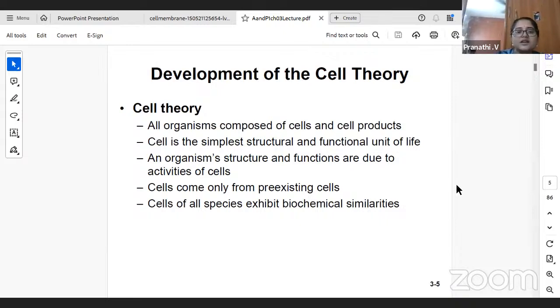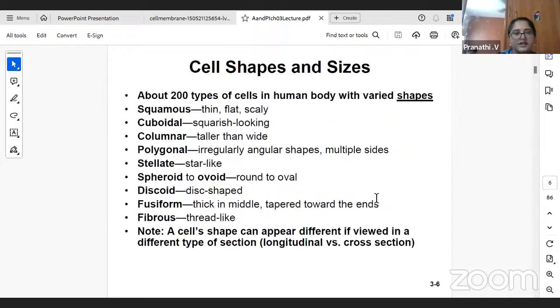And then you can see that the cells in a particular tissue will have the same kind of properties. For example, your pancreatic cells are going to give different kinds of hormones, your insulin and other hormones as such. They are not going to produce thyroid hormone if they are from the pancreas. So they have basic similarities.